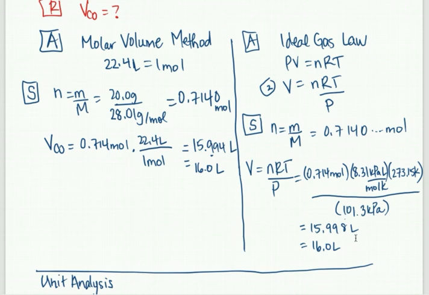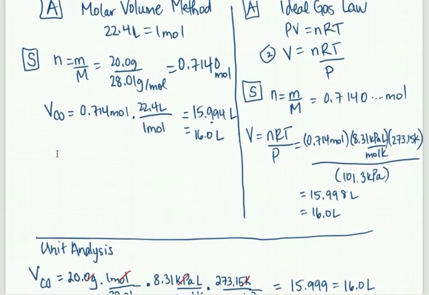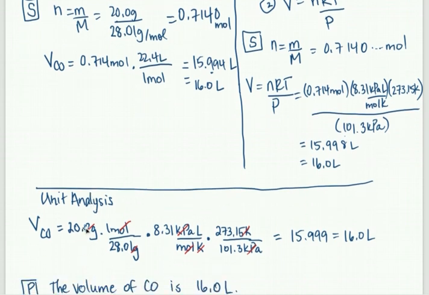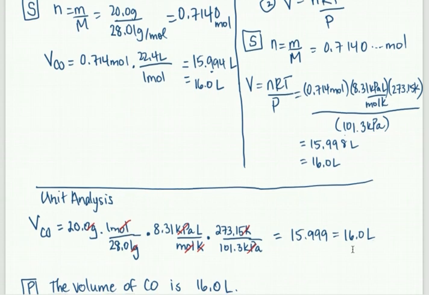So there is the same volume with both methods. And I know the unit analysis people want to see their method. So again, start with mass, go to molar mass next, flip it, okay? Then grab your R value, and then from there you'll know where to put the temperature, where to put the pressure, and then when you cancel everything out, liters will be left standing, which is what we want, and then we get 16 liters that way as well.